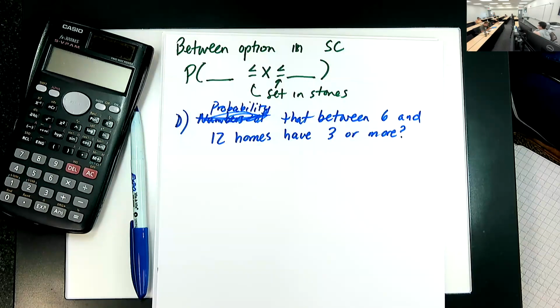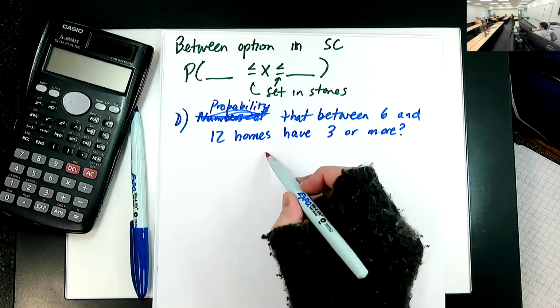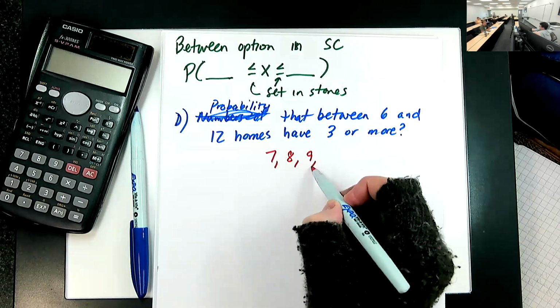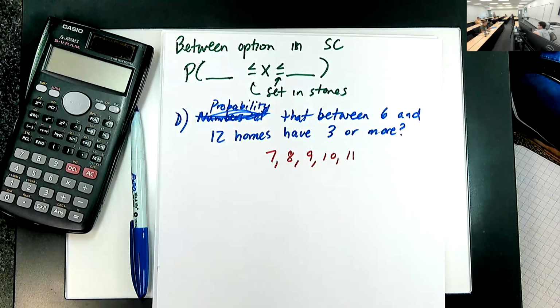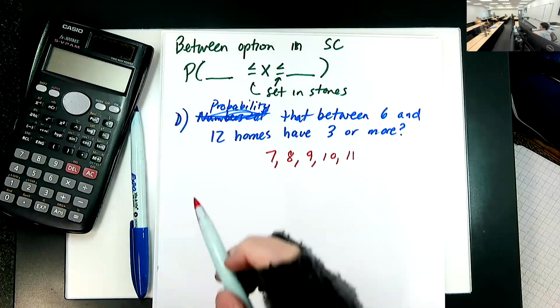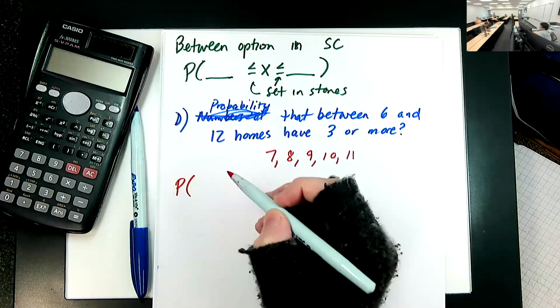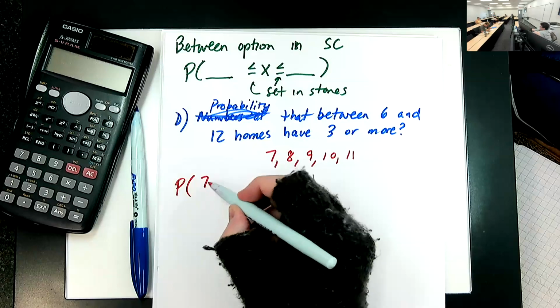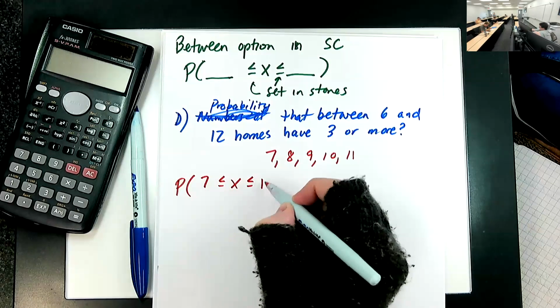So what numbers are between 6 and 12? 7, 8, 9, 10, and 11, right? So even though this says between 6 and 12, what we're going to enter in StatCrunch is 7 less than or equal to X less than or equal to 11.